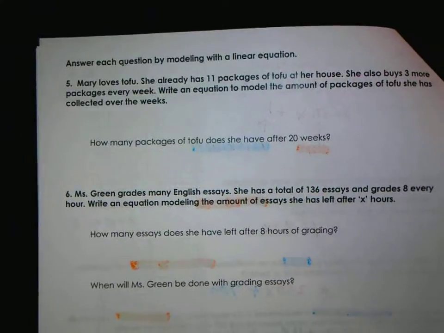Mary loves tofu. Anyone else in here like tofu? Tofu? Anyone? I don't either.